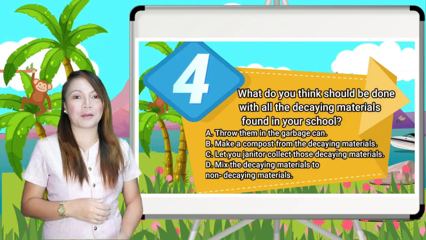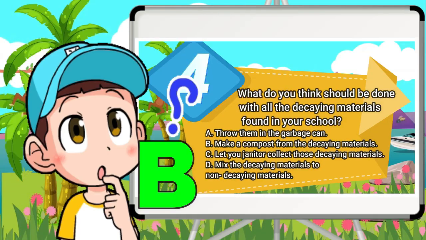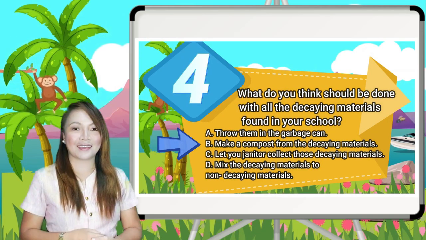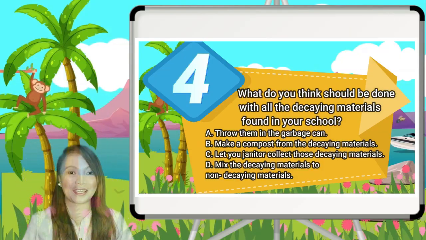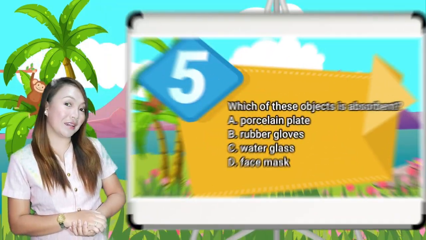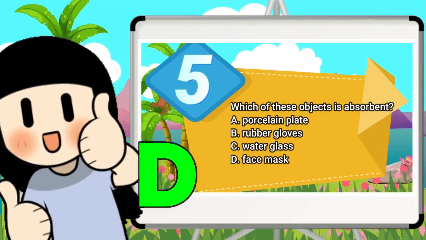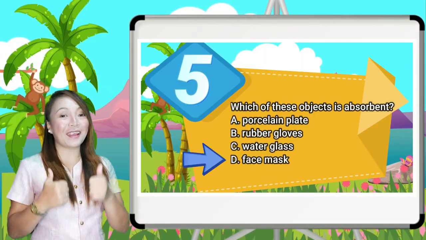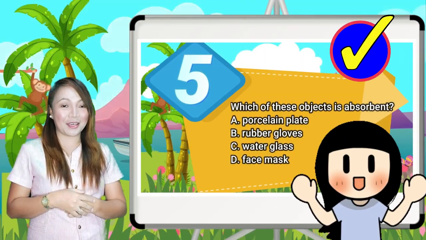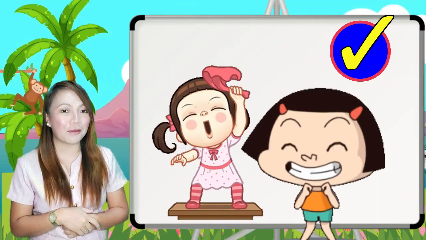How about number 4? What is your answer? Yes, correct. It's letter B. And how about number 5? What is your answer? Great! You got it all correct. So I'm pretty sure that you're ready for our lesson today.